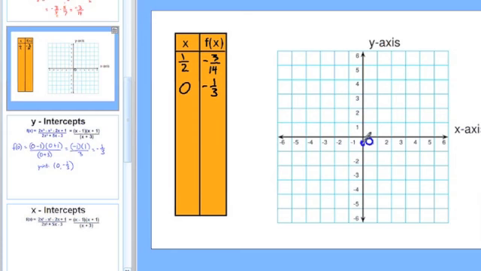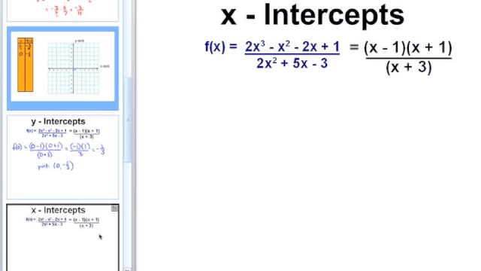Okay, there it is, (0, -1/3). Let me erase and do that a little bit more neatly, I guess with a smaller pen. There we go. Okay, so we've got a couple little details here.